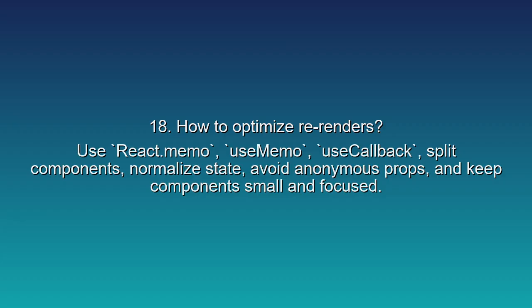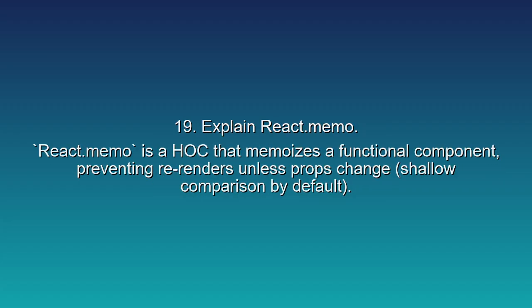18. How to optimize re-renders. Use React.memo, useMemo, useCallback, split components, normalize state, avoid anonymous props, and keep components small and focused. 19. Explain React.memo. React.memo is a higher-order component that memoizes a functional component, preventing re-renders unless props change. Shallow comparison by default.